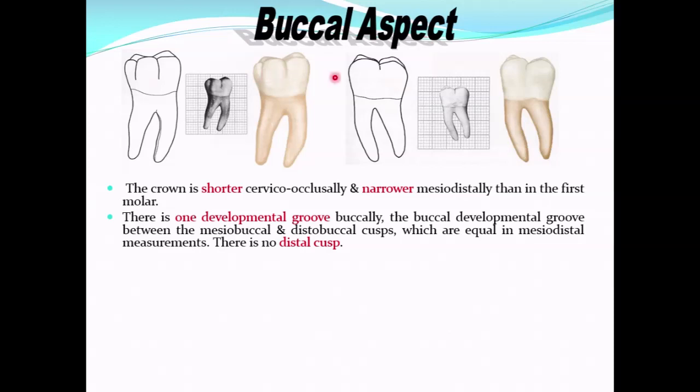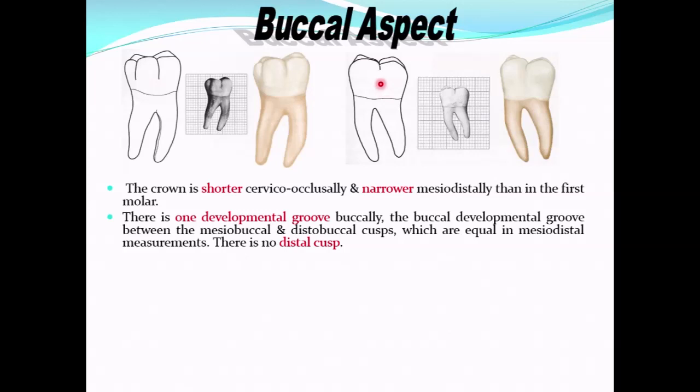The second difference, there is no two developmental groups, just one. Look, just one buccal developmental group. In the first molar we will have two developmental groups. This one we name the mediobuccal developmental group, this one the distobuccal developmental group. Here we have just one buccal developmental group, which is a demarcating line between the mediobuccal cusp and the distobuccal cusp. And these two cusps are nearly equal in size.